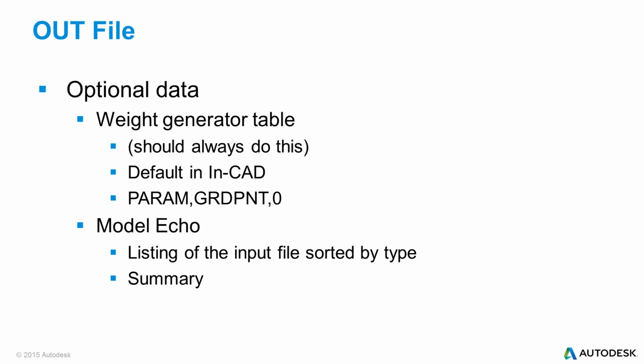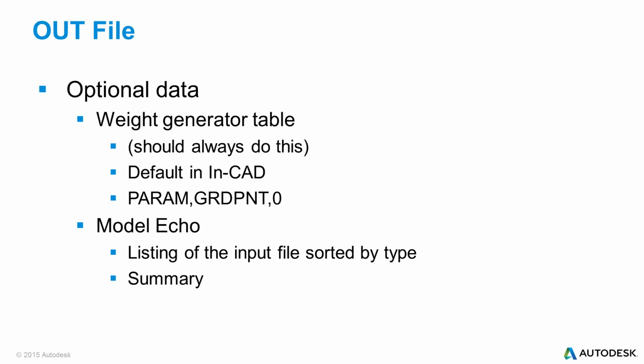Another thing you can ask for is an echo of your input data, and it'll give you a listing of everything you did, all the grid cards, all the CQUADs or the CTETRAs, or any entry that you have in Nastran. You'll have a sorted list of that. If you have a big model, it makes a really big output file, but it's also nice.